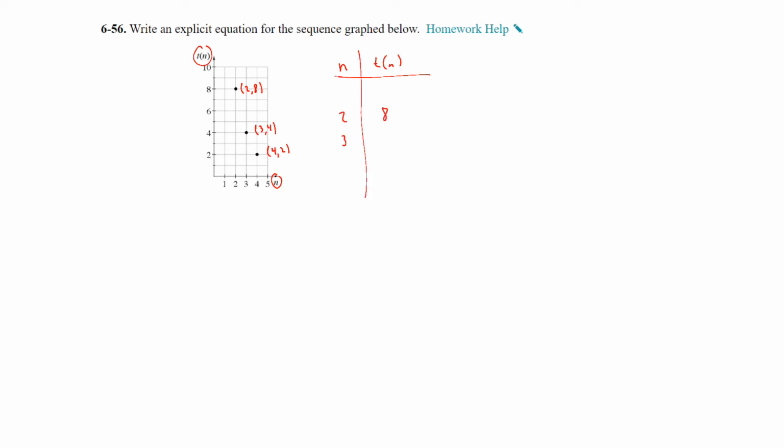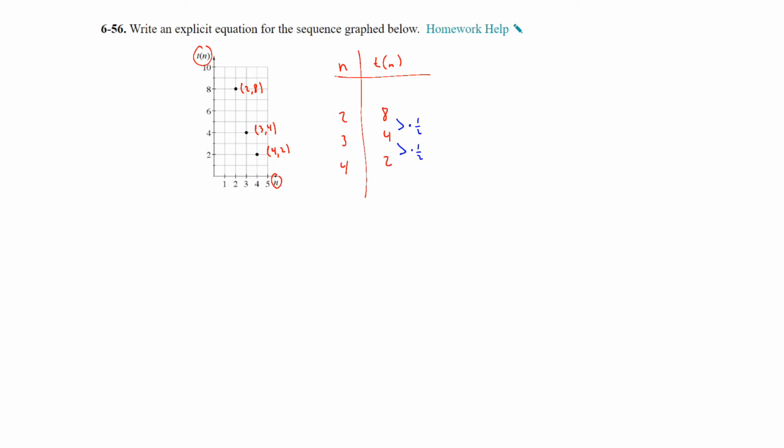When n is 3, y is 4. When n is 4, y is 2. I'm saying y, but t of n is the output. And so what is happening? Well, how do you get from 8 to 4? You have to multiply by 1/2. 4 to 2, multiply by 1/2.